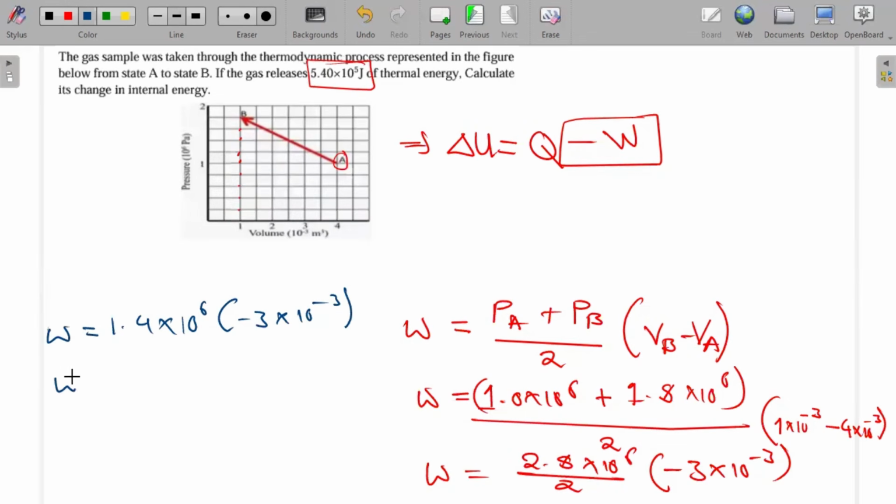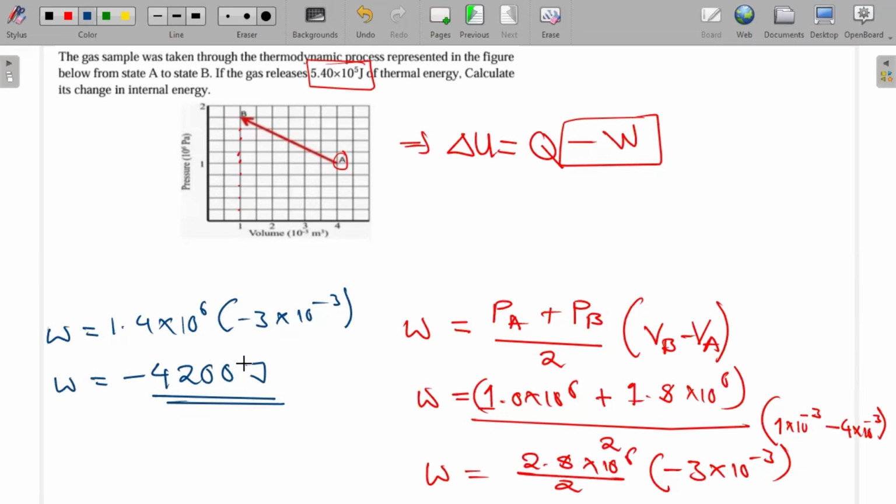So my work done will be equal to that multiplied by 3 exponential negative 3. This is giving me negative 4,200. So the work done is negative 4,200 joules.